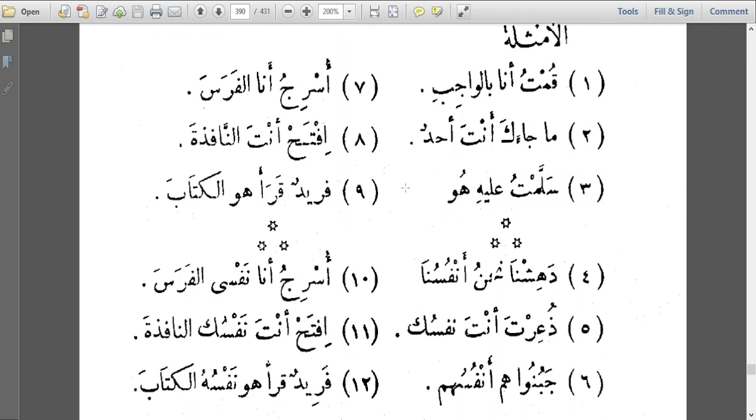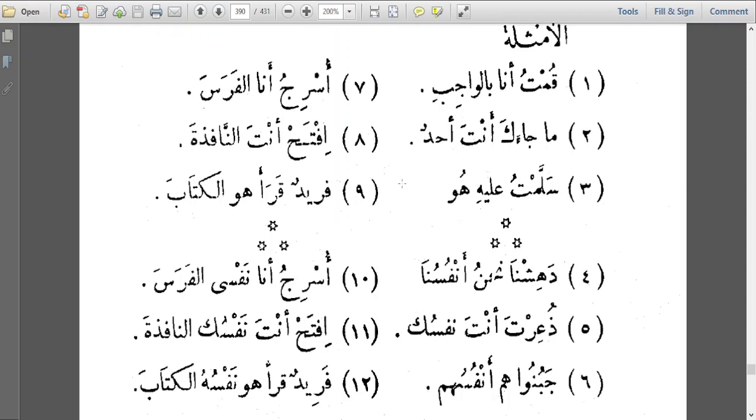Okay, sallamtu alayhi huwa. I greeted he himself. Now what do you learn from here? You realize that the damir muttasil can come fi mahalli raf, fi mahalli nasb maf'ul bihi, or fi mahalli jar ism majroor, and then we emphasize it with a damir munfasil, a detached pronoun, a pronoun that stands alone. So the attached pronoun can be emphasized by a detached pronoun.